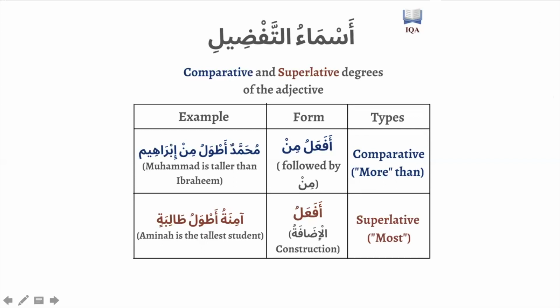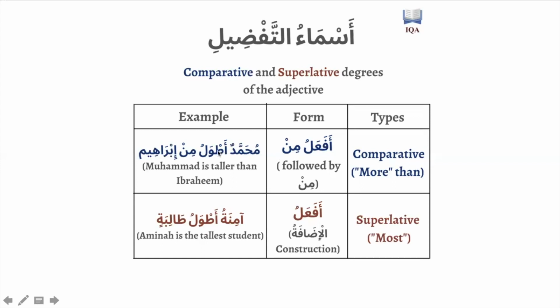The comparative degree is done by putting an adjective on the pattern of أفعل min, or أفعل, and then you add min after it. So for example, you have the word طويل. What's meant here by adjective is a word that indicates an attribute. So words like طويل, tall, words like جميل, beautiful, words like كبير, big. So that's what's meant here by an adjective. So when you put a word that indicates an attribute on the pattern of أفعل, then you make it follow by min, it's going to make the comparative degree, so more than.